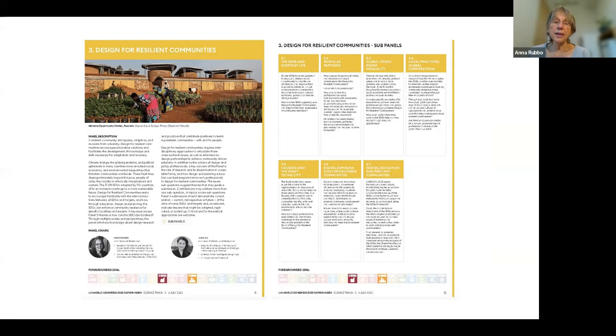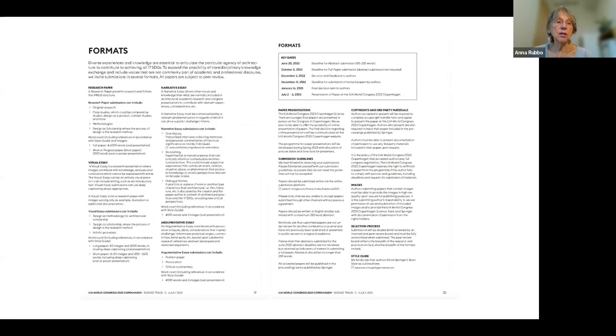We've also had lots of conversation that there are academic papers, there's experience, and there are visual essays and so forth. Here on this page, you can see the formats and the dates. Probably I would just focus on the first date, as the other dates roll in quite fast behind. By June 20th of this year, we're looking for abstracts of about 250 words. The idea is just to see who is out there, who is interested in participating.